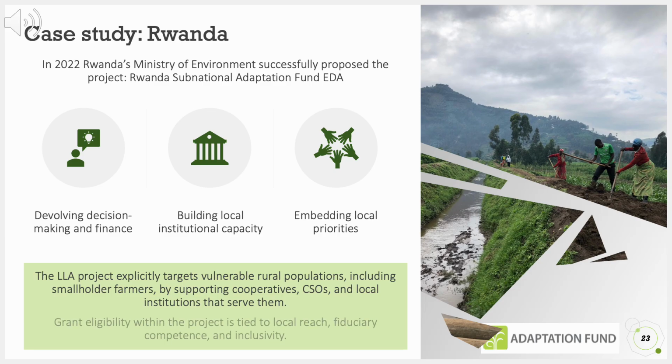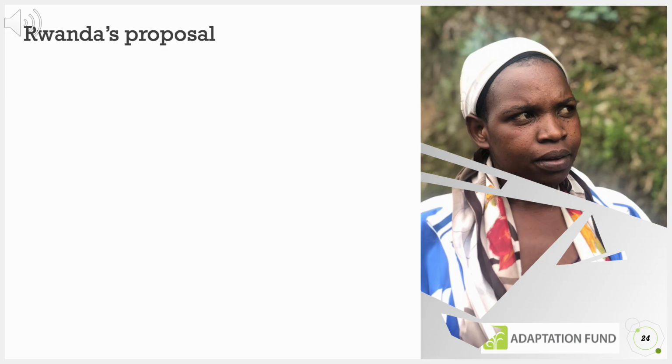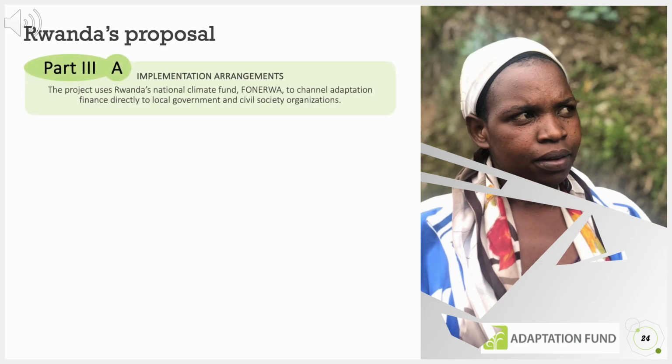Grant eligibility within the project is tied to local reach, subsidiary competence, and inclusivity, including that interventions benefit marginalized groups without overburdening them. In the project proposal, Part 3A, the implementation arrangements detail how the project uses Rwanda's National Climate Fund, FONERWA, to channel adaptation finance directly to local government and civil society organizations.